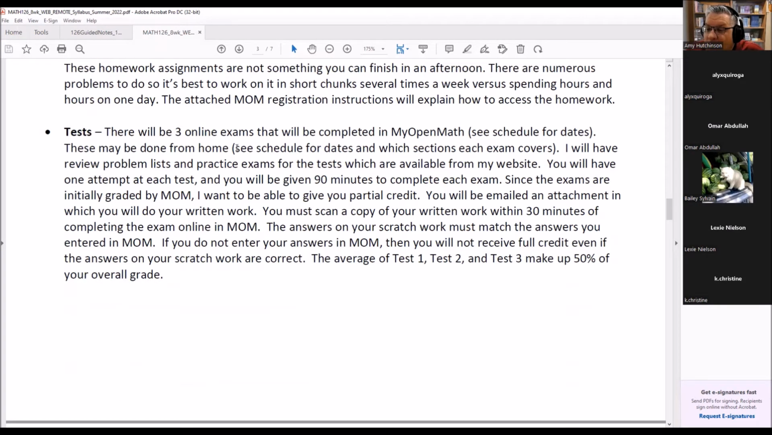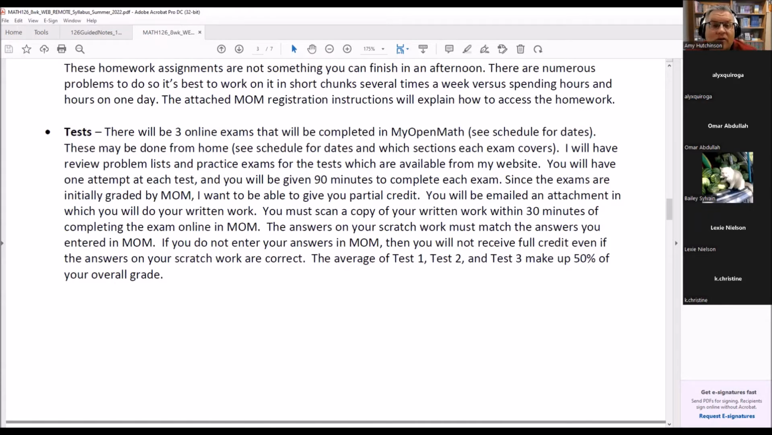All right, so for the exams, there's 3 online exams, the tests that are completed in My Open Math here. So you can take these at home, 90 minutes that you get, I told you already. And the average of these make up 50% of your overall grade. We do reviews, and so it's in our schedule of the order of this class. We do have a full review where we go over similar problems on the exam. We do those the class period before all the exams.